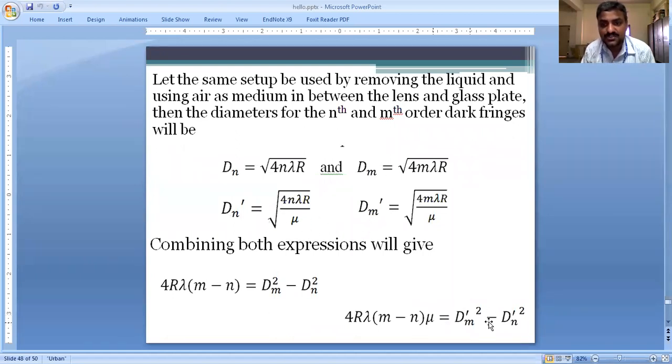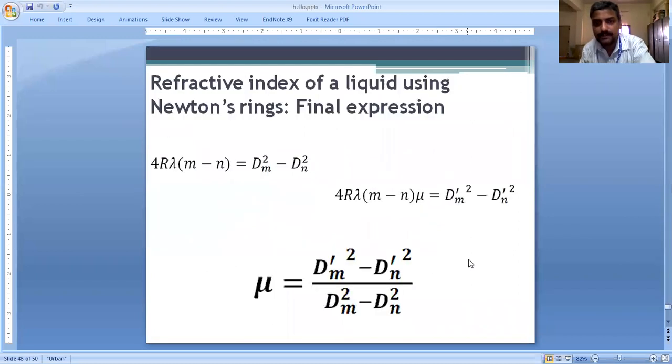Then dm dash square minus dn dash square is this, dm square minus dn square is this. Just divide both equations, this and this. If you divide with each other, what you are left with is the last line. That is, mu is equal to dm dash square minus dn dash square divided by dm square minus dn square.